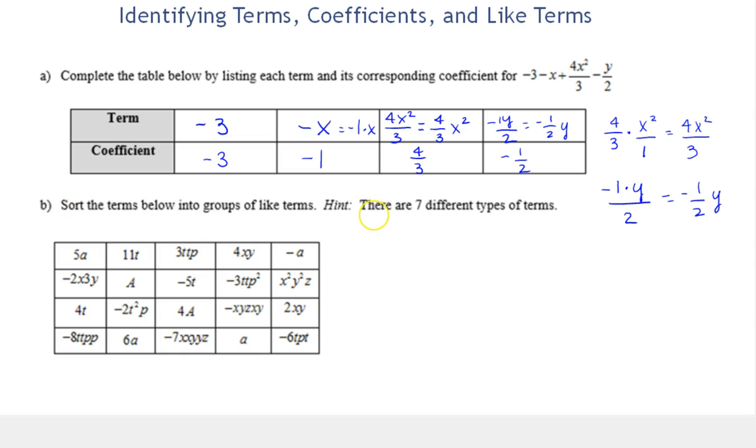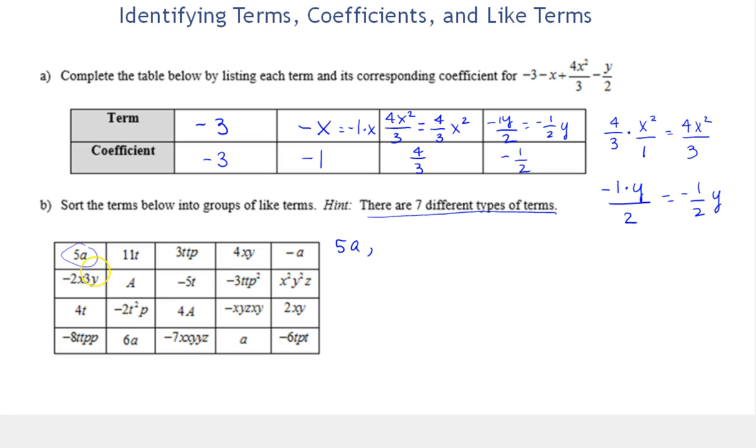Okay. And in this example, we're going to, in part B, sort the terms below into groups of like terms. Hint, there are 7 different types of terms. Okay. So let's be systematic about this. Okay, so there's about 20 terms here. Okay, so I want to find all the like terms. So I'm going to start here. Okay. 5a.